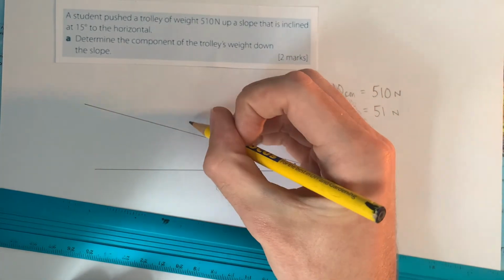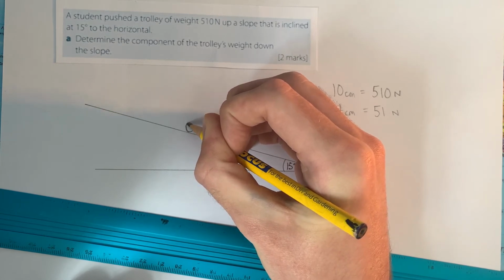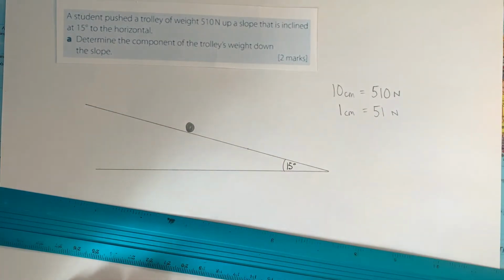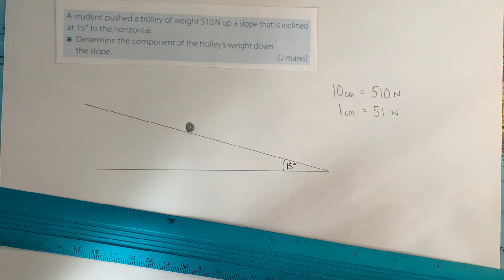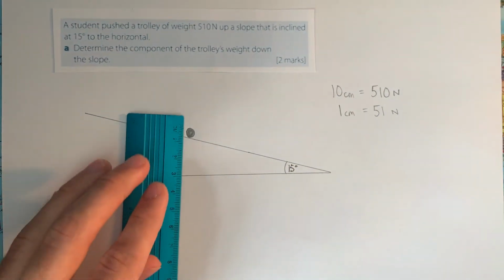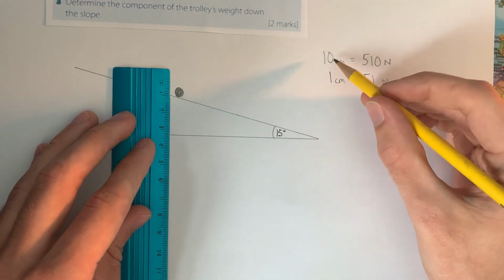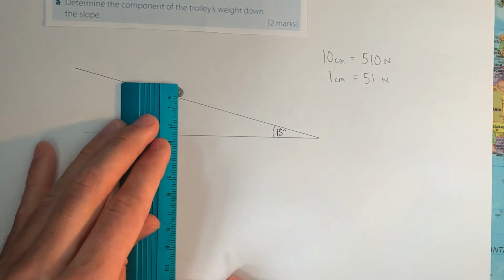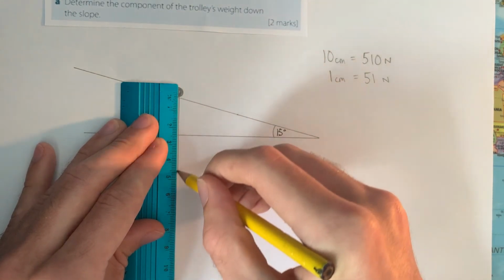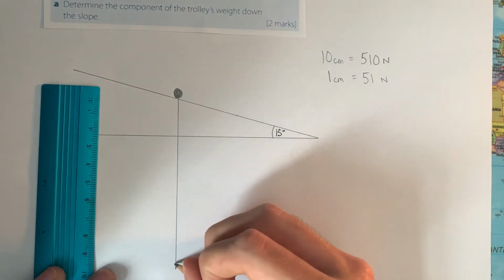So next stage is to draw on my object. Now it's a free body diagram, so we just represent an object nice and simply, just like that. And the weight of that object is going to act from its centre of mass. And it's going to act vertically downwards. Now remember, our scale says that 510 newtons is represented by a line 10 centimetres long. So I need to draw a line vertically downwards that is 10 centimetres in length, like so. So there's the weight.